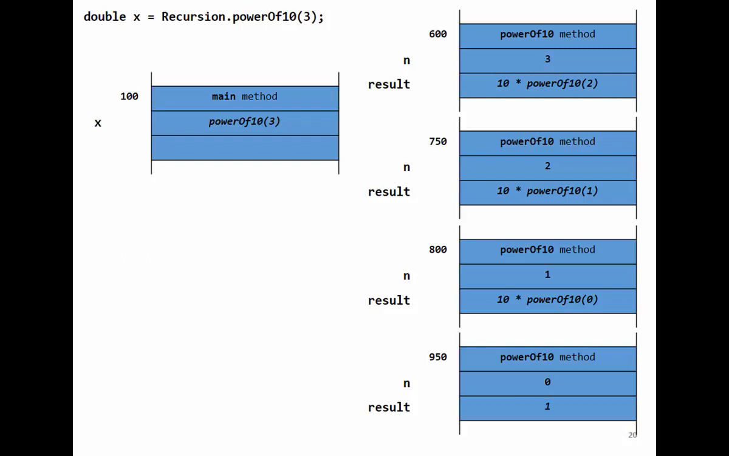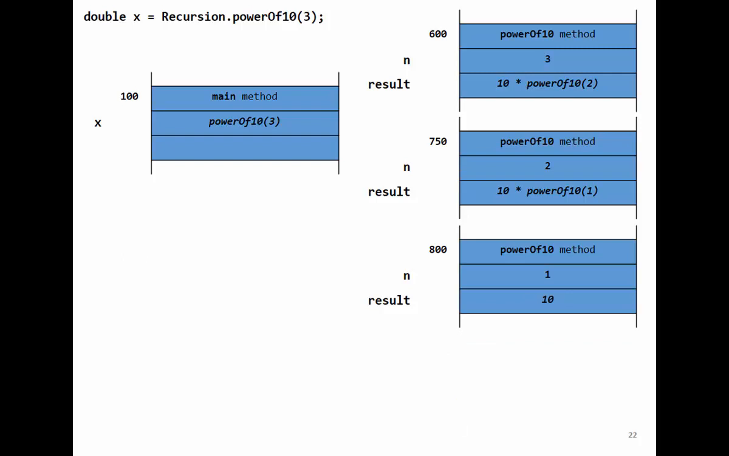Now, all the recursive calls are finished. We reached the base case. Now we have to go back and take out from the stack what we inserted in the stack frame. The result will be returned to the previous call. So 10 times 1, and we remove the stack frame. Again, the result is now 10. It will be returned to the previous call, where n is equal to 2.